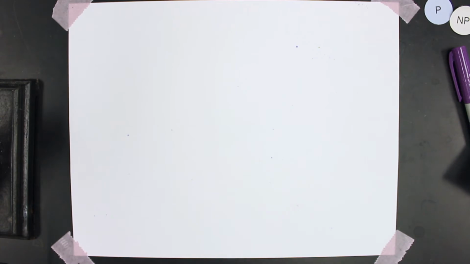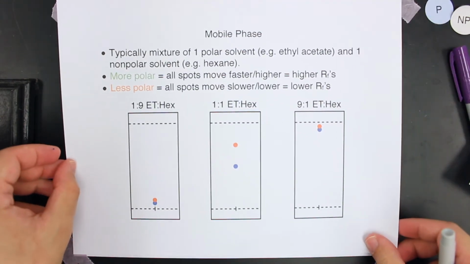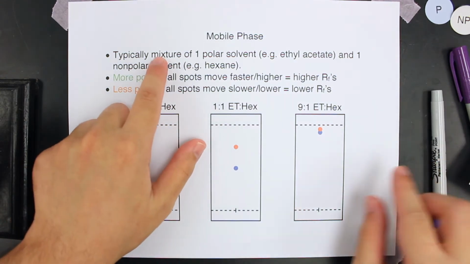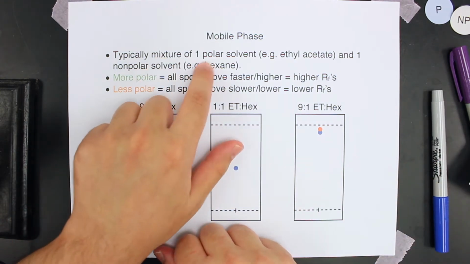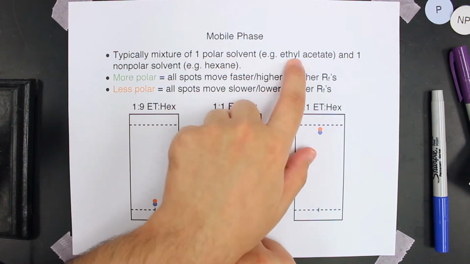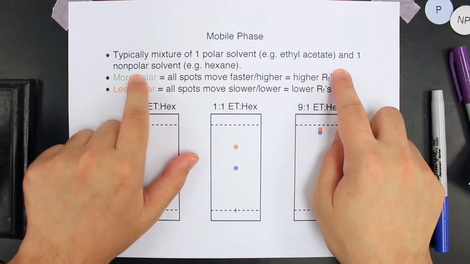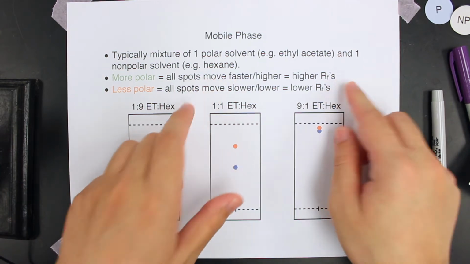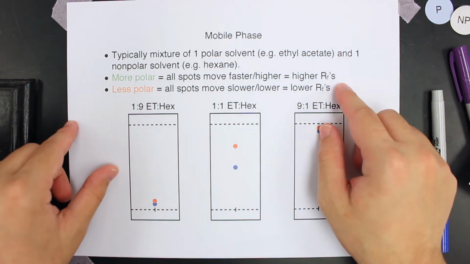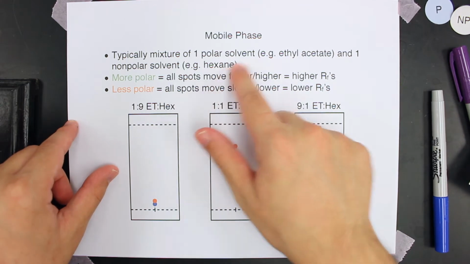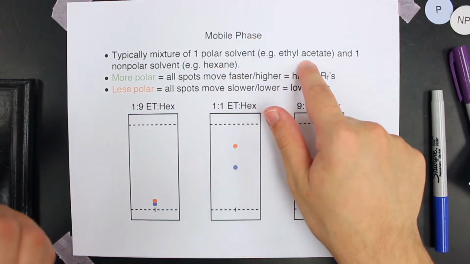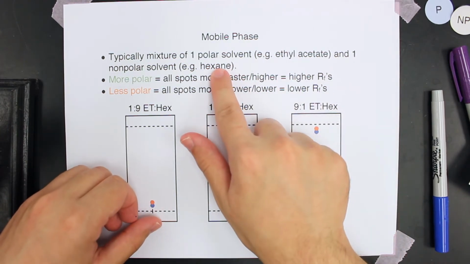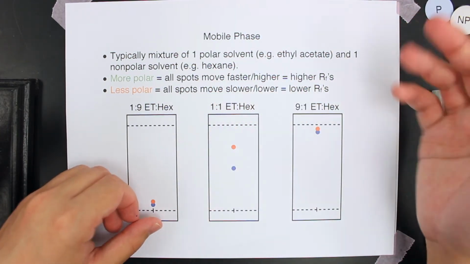Finally, the last thing I wanted to discuss is the mobile phase. So the mobile phase is an organic solvent, typically, and it consists of a mixture of one polar solvent, which is typically ethyl acetate, and one non-polar solvent, which is typically hexane. And you can adjust the polarity of this mixture by changing the ratio of ethyl acetate and hexane. So the more ethyl acetate there is, the more polar the mobile phase is, whereas the more hexane there is, the more non-polar the solvent is.